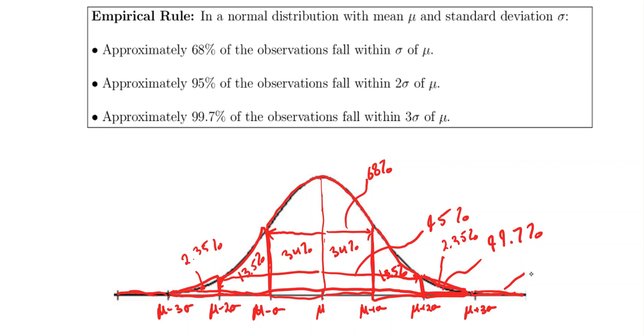So that means we're going to have 0.15% left on each side of this picture. So knowing this picture well is going to help you answer a lot of questions for us. So let's see exactly how we can do that.